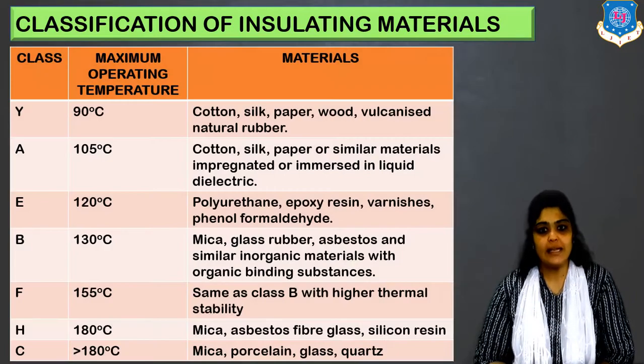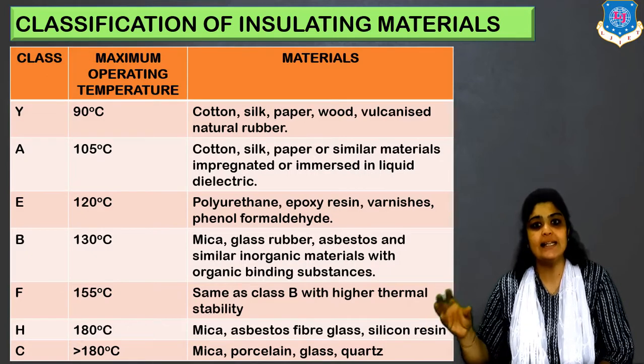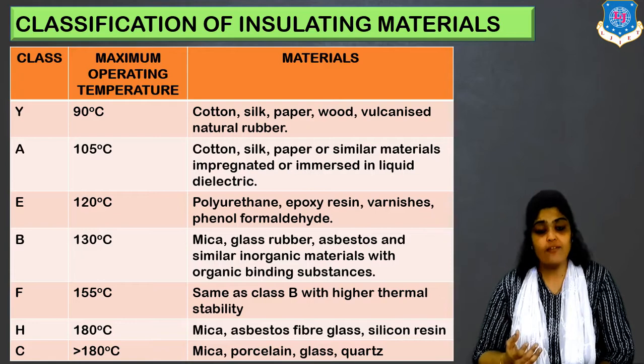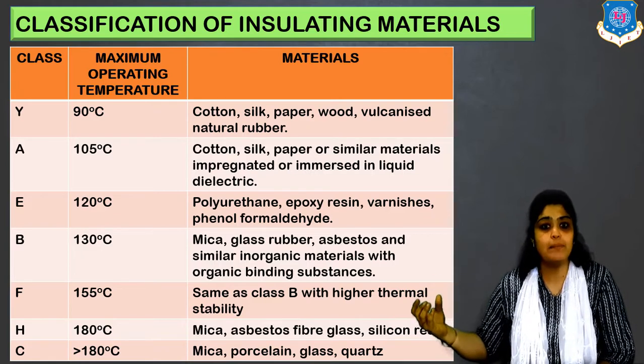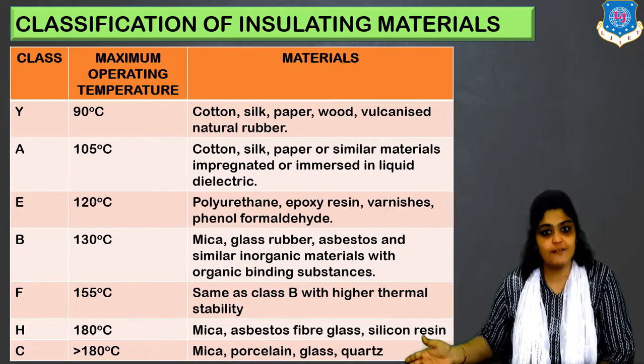Classification of insulating materials. Category Y, which have maximum operating temperatures till 90 degrees. Examples are cotton, silk, paper, wood. Then you have category A, which can operate till 105 degrees Celsius. The examples are cotton, silk, paper. So depending upon the type of application, these materials have been classified.